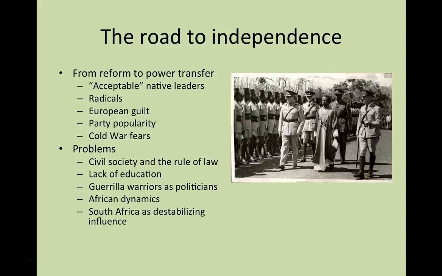One final problem I will mention here is that South Africa, the nation of South Africa under apartheid, was a destabilizing influence all over Africa. To protect themselves, to shore up their position politically and economically, especially in Africa as a whole, South Africa often sent armies into other parts of Africa to make sure that their interests would be met. And this was especially the case in southern Africa.